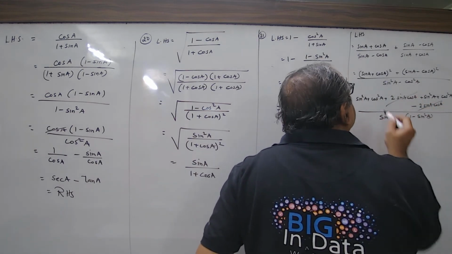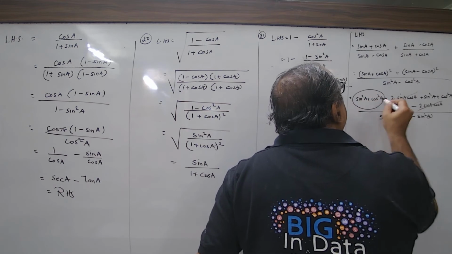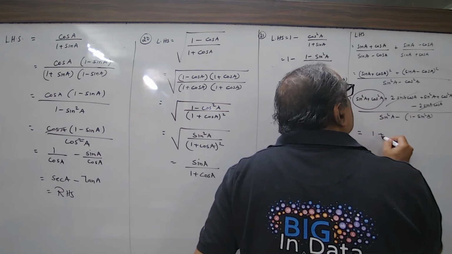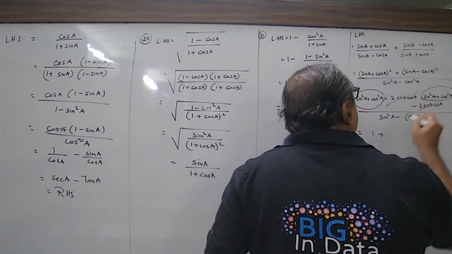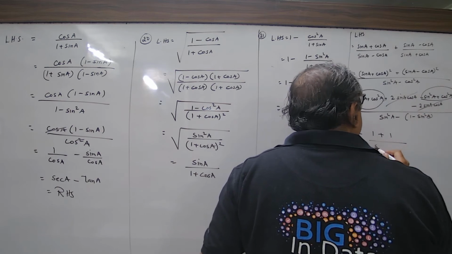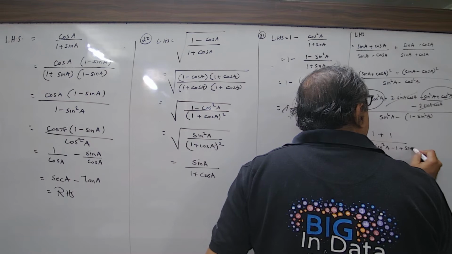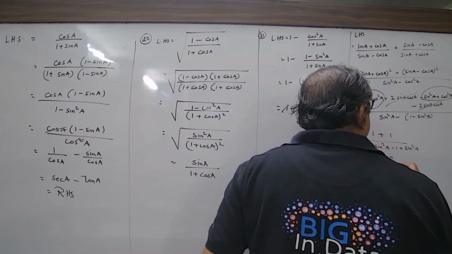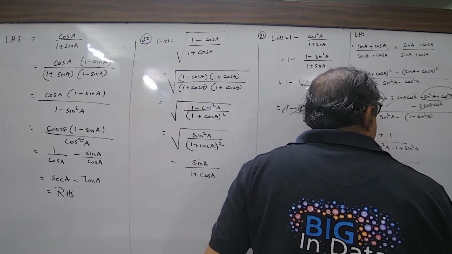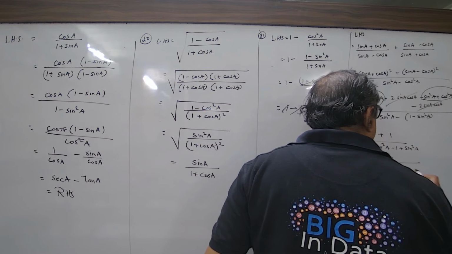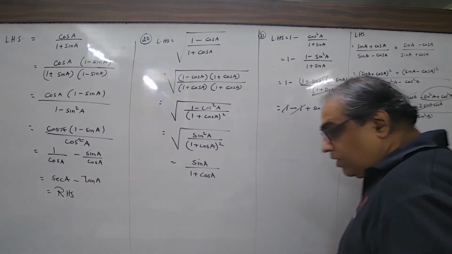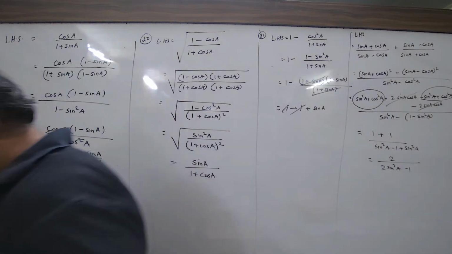This fellow and this fellow gets cancelled. What is sin squared A plus cos squared A? Open the bracket. Two upon 2 sin squared A minus 1, 4. That's equal to RHS. Is this clear?